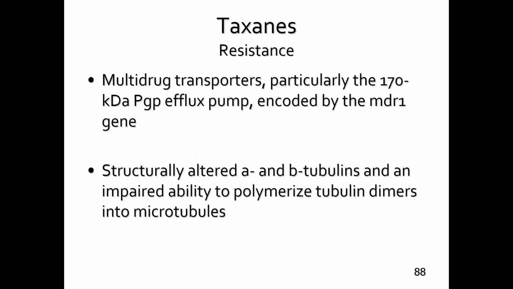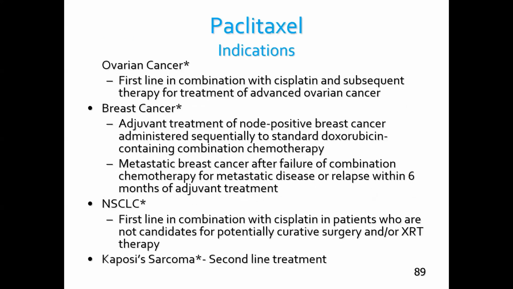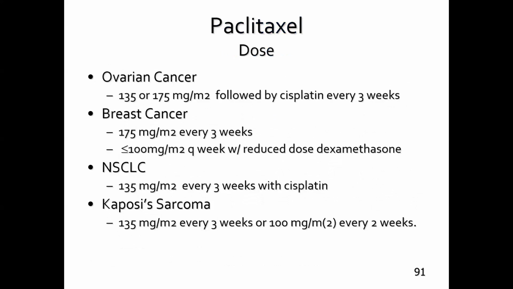Resistance is multi-drug transporters, which is similar to other drugs. And it's the MDR, not the MRP, if that matters. So it really is only one of the pumps that really works for this. The other resistance you can get from structural alterations of the alpha and beta tubulins. Not going to go through the indications, not going to go through the doses, except to say there's a wide range of doses.